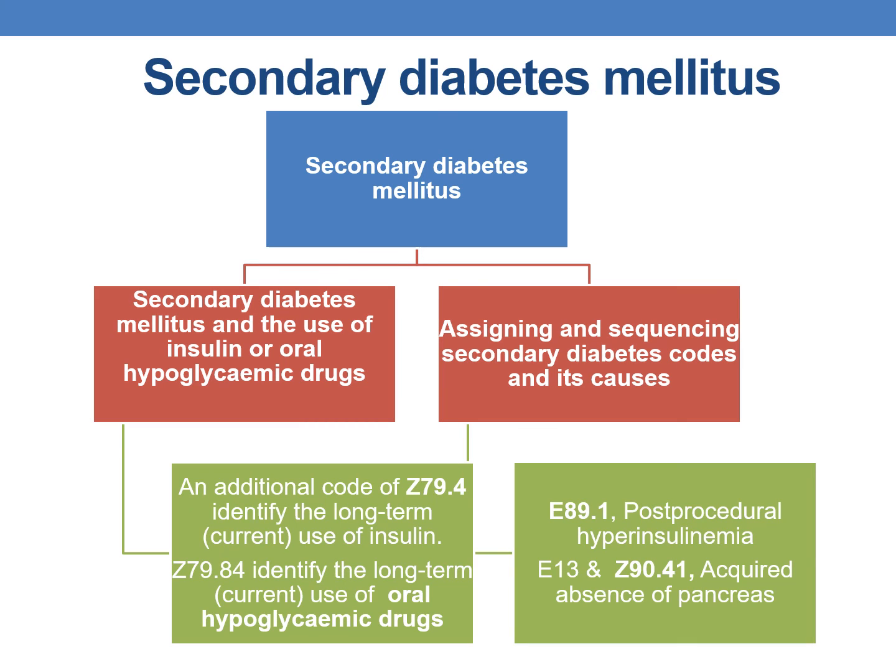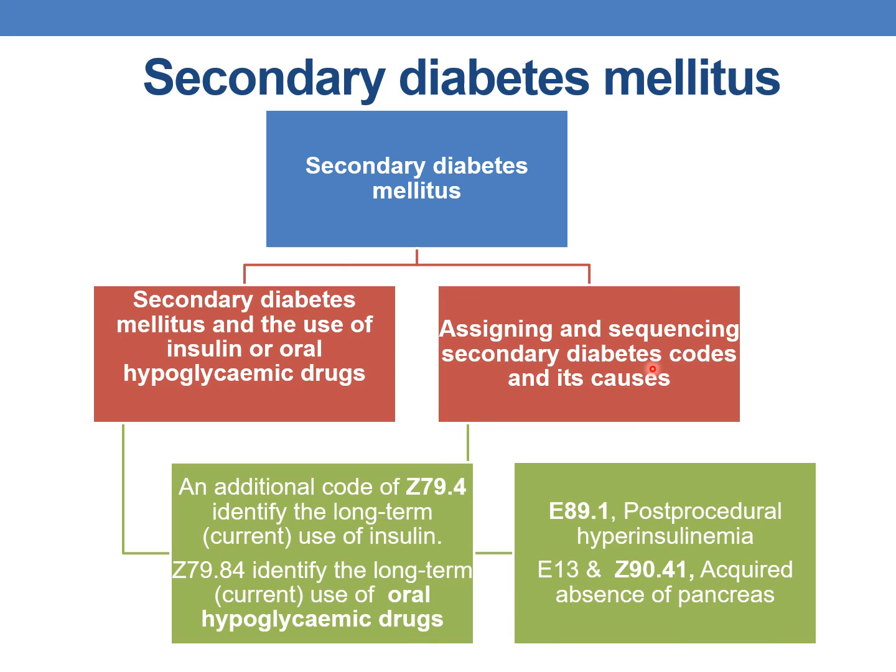Now let us see the guidelines for secondary diabetes mellitus and the use of insulin or oral hypoglycemic drugs. In case of secondary diabetes mellitus, when there is use of insulin or oral hypoglycemic drugs, an additional code of category Z79.4 to identify the long-term current use of insulin and Z79.84 to identify the long-term current use of oral hypoglycemic drugs should be given.